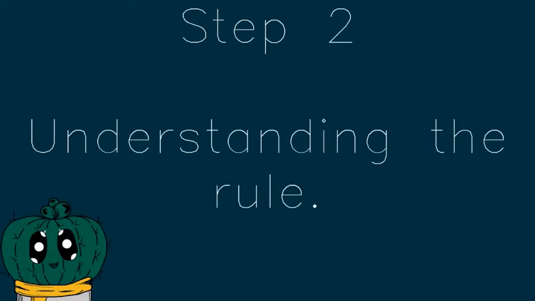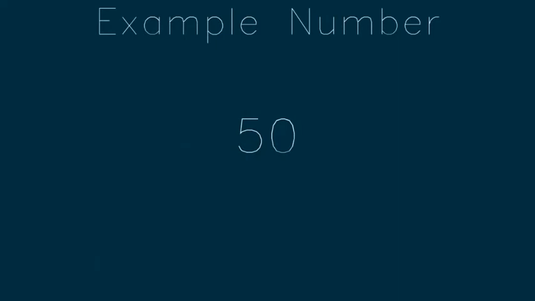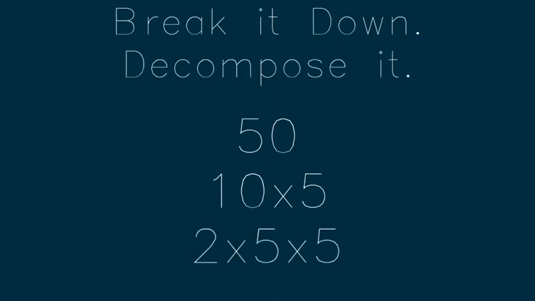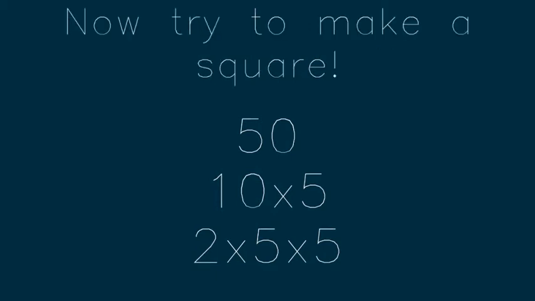Now let's grasp what the rule states. Let's say we have the number 50. Try to decompose it: 10 times 5 is equal to 50. What is 10 made up of? 10 is made up of 2 times 5. This is the number that you have right now, and now let's try to make a square out of it. I can't just put 2 and 5 together to make a square, but I can make 5 times 5, which is a square, 25.